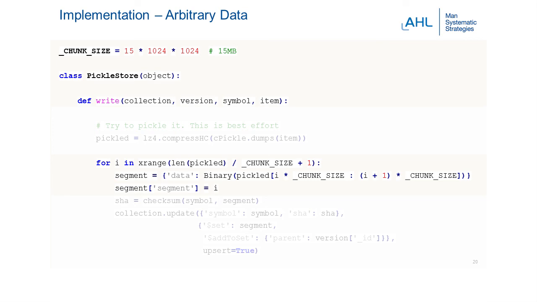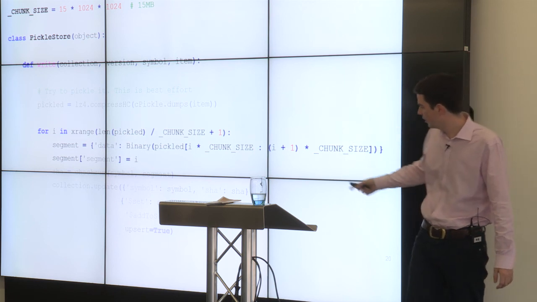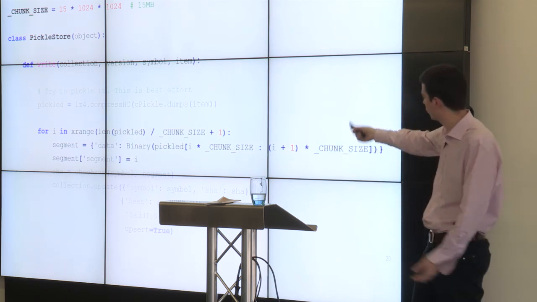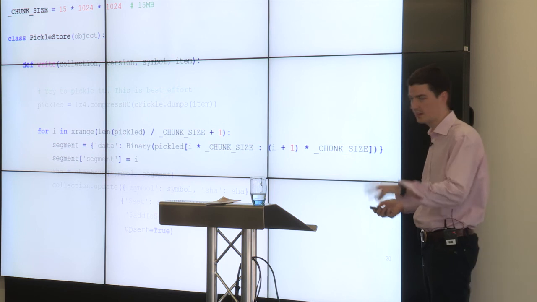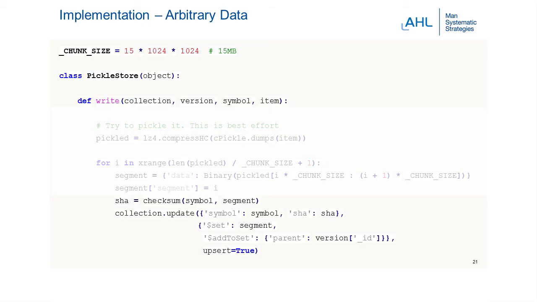Then loop over your chunk size. In this case, we've picked 15 megabytes. And then slice out from the pickle data I to I+1 chunk, store it in a data field, a Python dictionary there, and give it a segment number. These are just zero-based counts rather than a year, but you could put a year in there, which is what we have for Pandas data. Finally, checksum the data, and then insert it into Mongo.